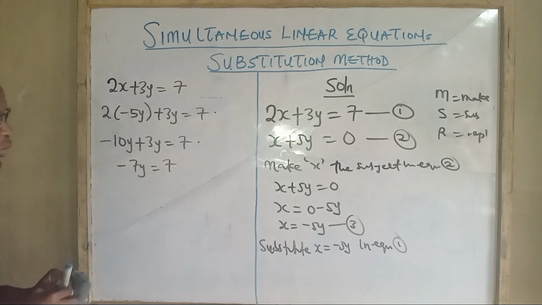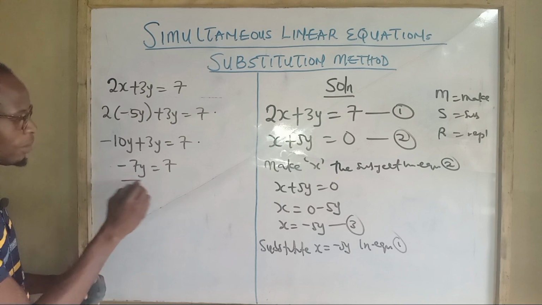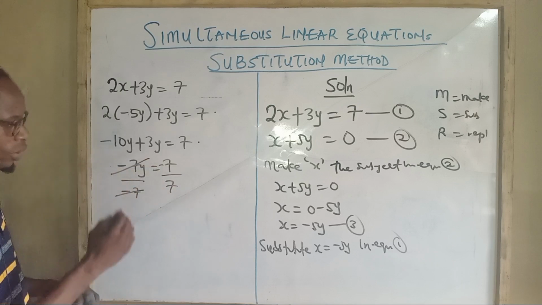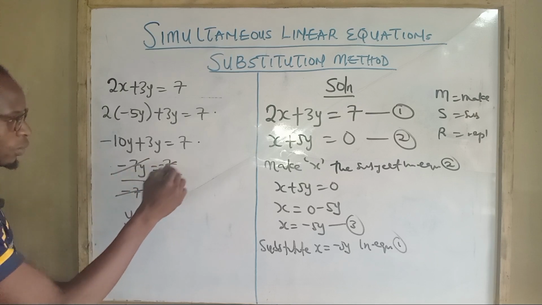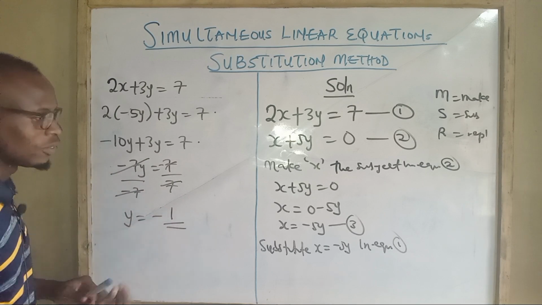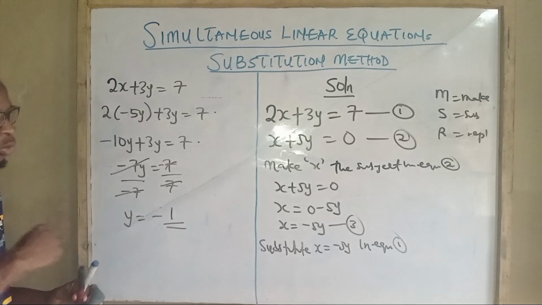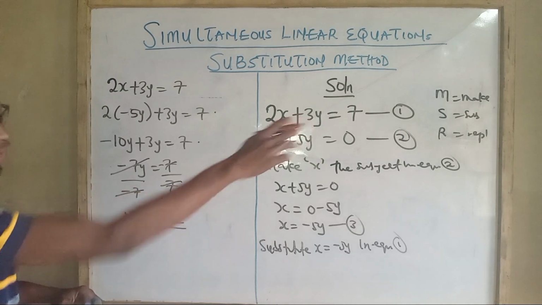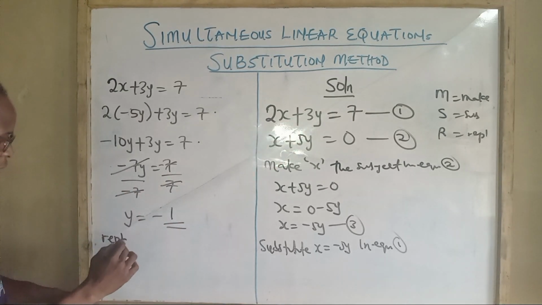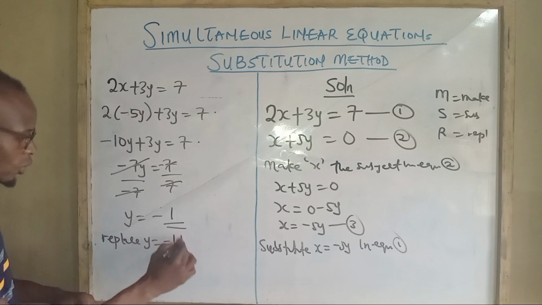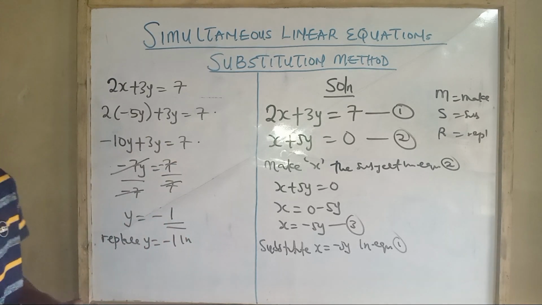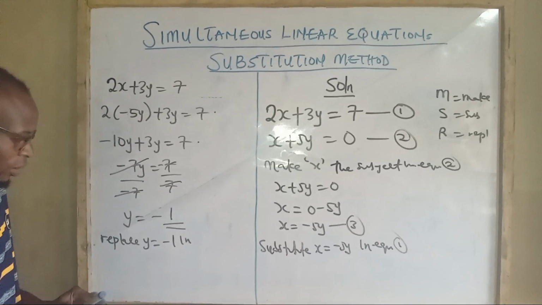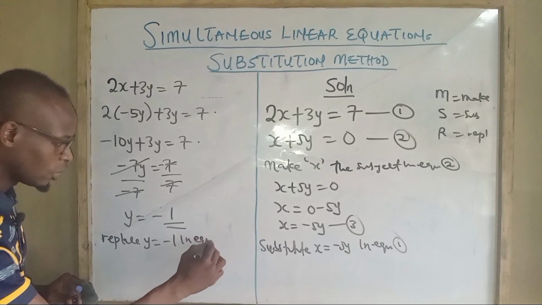To get the value of y, we divide both sides by minus 7, so that this eliminates this. Of course, y will be equal to minus 1. So we have gotten the value of y to be minus 1. We need to also find the value of x. To get the value of x, we use the last formula, which is replace. Replace y equals minus 1 in any of the equations, but the easier one for you is equation 3, because x is already on one side. So replace y equals minus 1 in equation 3.